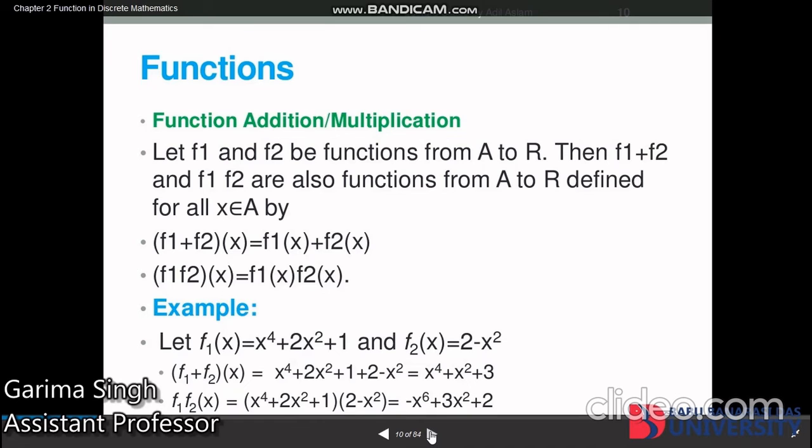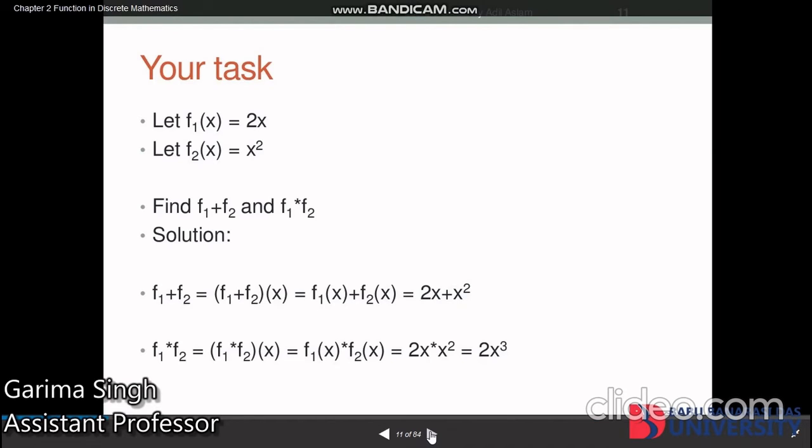Function addition or multiplication. Let f1 and f2 be functions from A to R, then f1 plus f2 and f1 f2 are also functions from A to R defined for all x belonging to A by (f1 plus f2)(x) is equal to f1(x) plus f2(x). The example is given. This is your task. You have to find the solution.